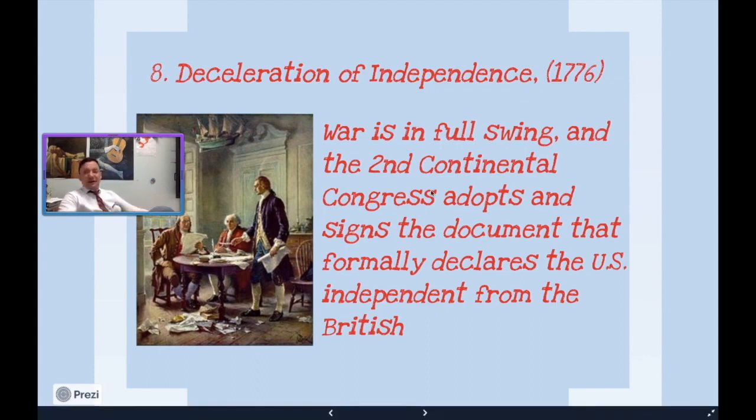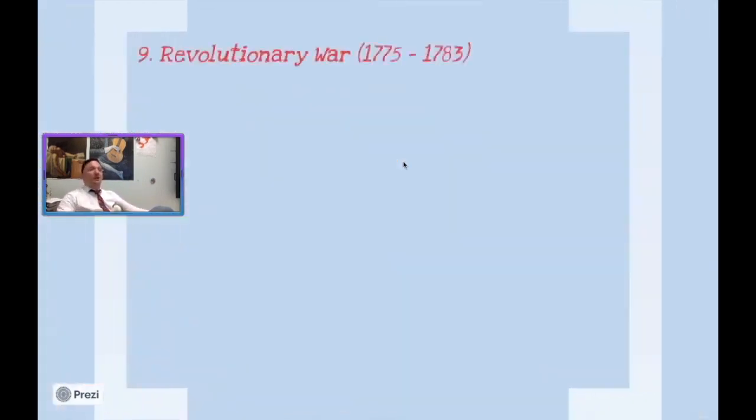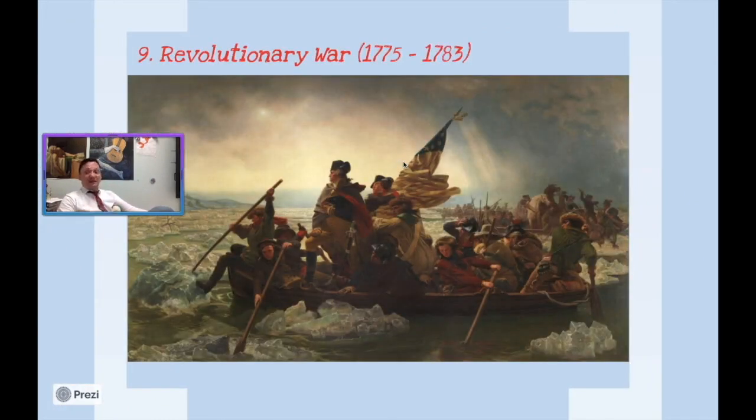And again, you don't have to write this entire thing. Just be like, oh, war is now in full swing. Second Continental Congress signs the document, formally declares war, right? So then going forward, you have to understand the Revolutionary War would break out. From 1775 to 1783, a very large-scale, very violent, very intense war that we almost lost multiple times broke out in the American colonies, right?